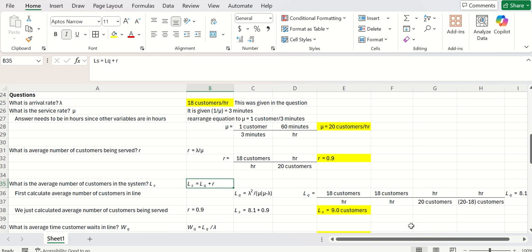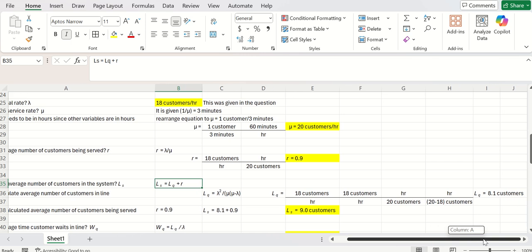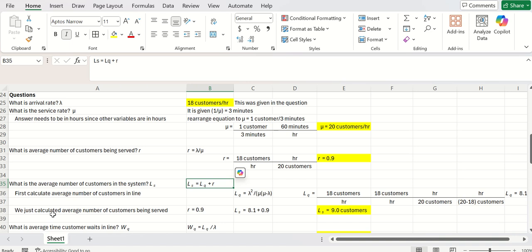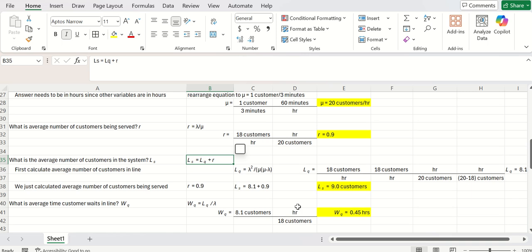We can see once again from unit analysis, this customers cancels out this customers, those cancel out each other. So once again, the number of customers that we're going to have in a line is going to be 8.1. We get that by dividing 18 times 18 divided by 20 and dividing by 2. All right, so now we can calculate the number of customers that are being served because L sub S equals 8.9 plus 0.9, so that's 9 customers.